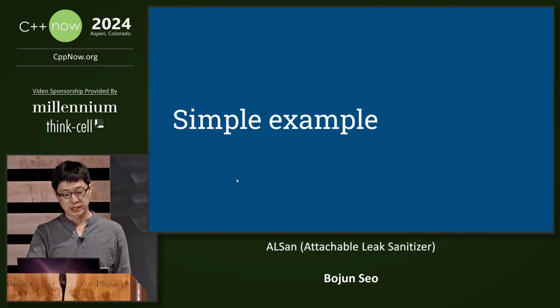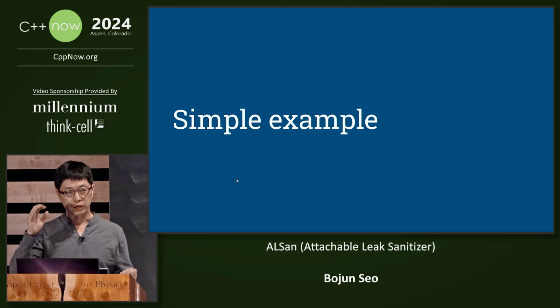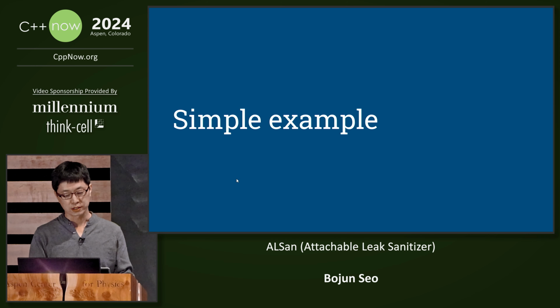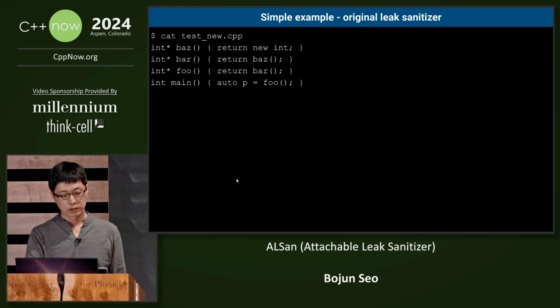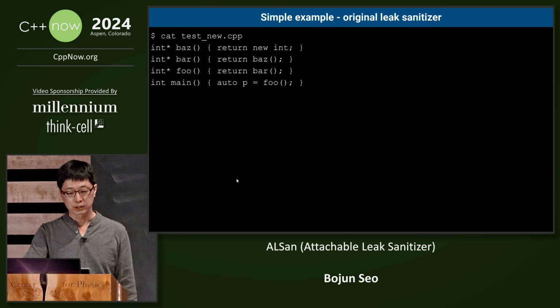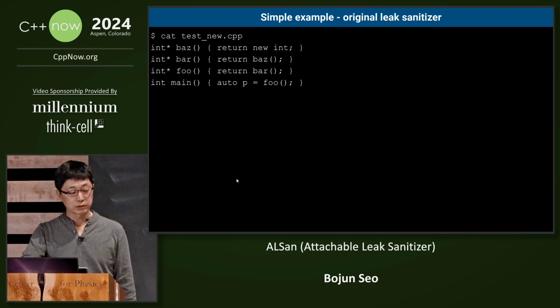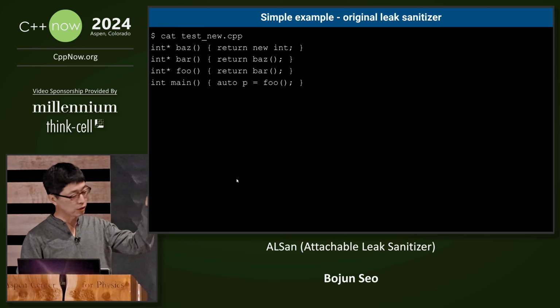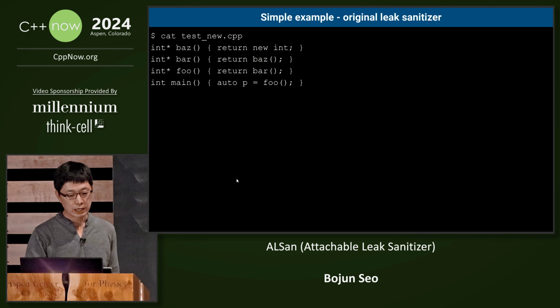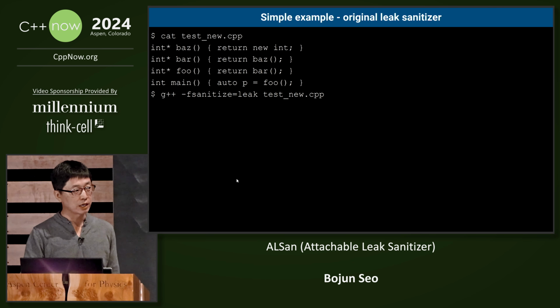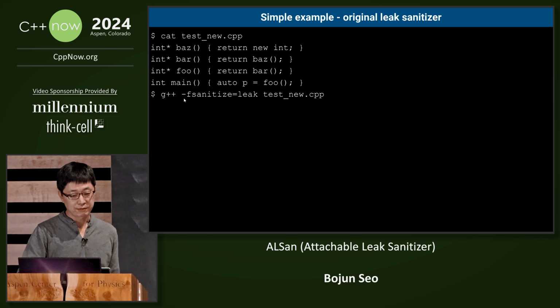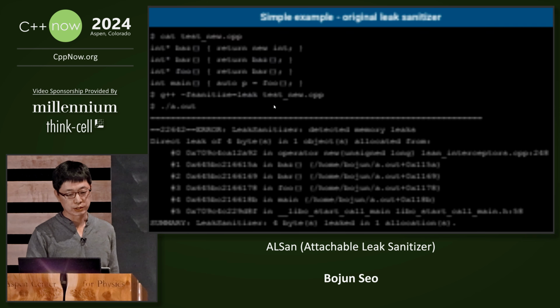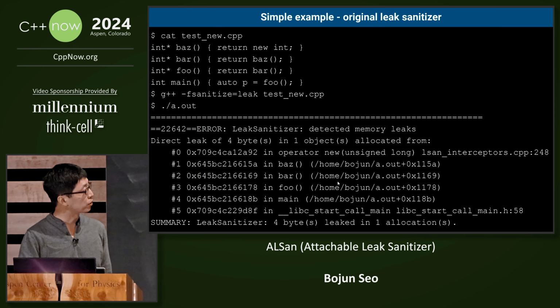First one is a simple example. Here I will show you that the attachable Sanitizer detects leaks as the original Sanitizer does. So here's an example code that's very simple. The main function calls foo, foo calls bar, bar calls buzz, and buzz calls new. If you want to use Sanitizer, you can compile with -fsanitize=leak, and then you can just run it, and you can get this report.